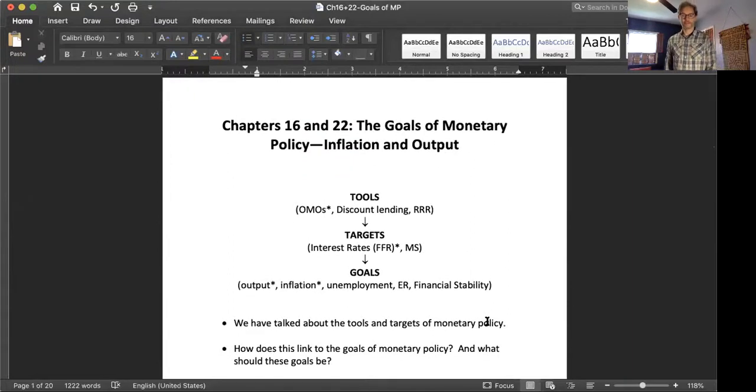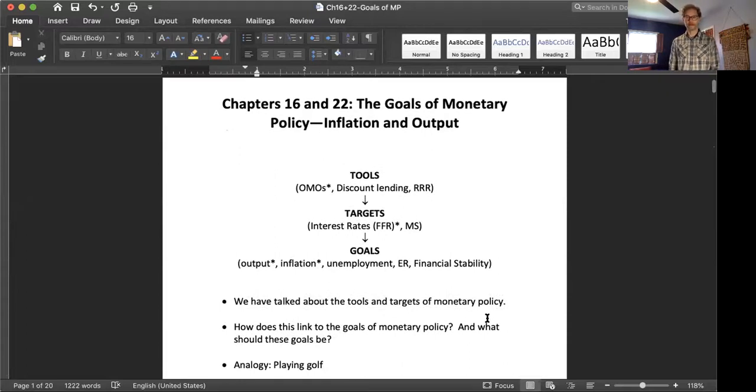Okay, the goals of monetary policy. So yesterday we talked about how the Fed thinks about monetary policy, and they think about it through this kind of flow chart of tools, targets, and goals. The Fed has tools that they directly control, targets that they indirectly control, and then goals that they want to try to achieve but don't have very good control over. All right. So the tools that we've talked about are primarily open market operations and discount lending and required reserve ratio.